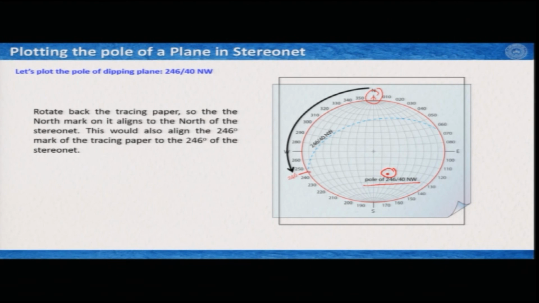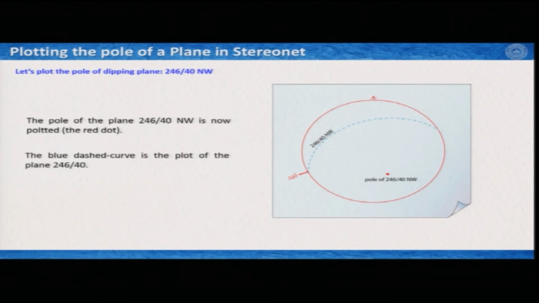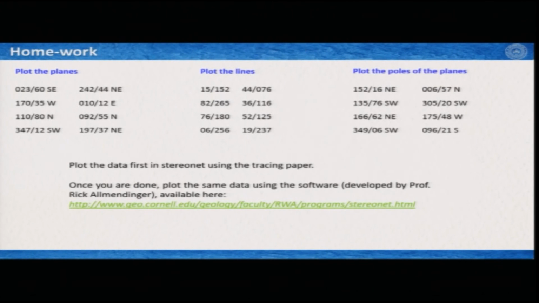And you would see that this blue dotted great circle is actually the projection of the plane 246 degrees, 40 degrees northwest. And if you take it off from the stereo net, it would look like this. Because we are doing it here online, I have just given you some illustrations and some advice on how to plot it, but you can do it sitting at your home or at your classroom.